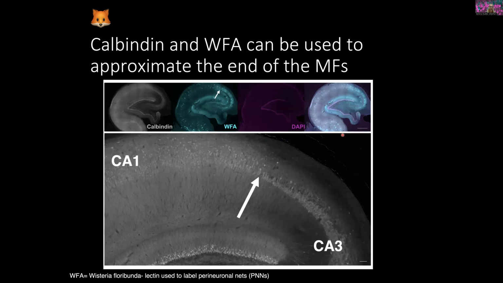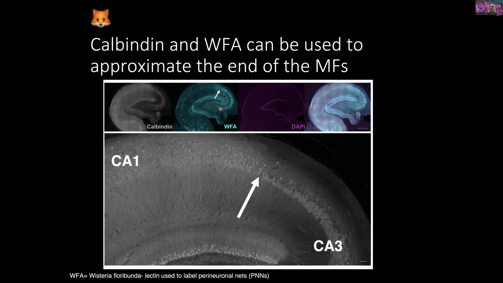I'll try to wrap up here in a minute, but we also used, like I said, we couldn't really label the mossy fibers with the TIM stain, but we did use calbindin here, and we could see pretty well the end of the mossy fibers. Unfortunately, the CA1 cells, which are also positive in a number of other species, kind of get in the way of really being able to tell the end of the mossy fibers.